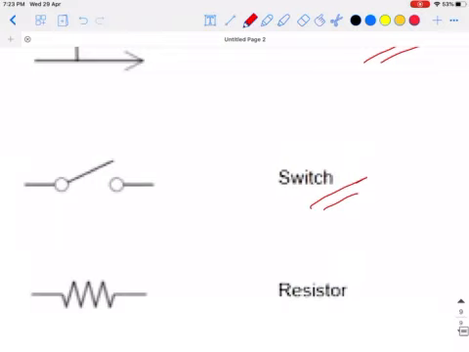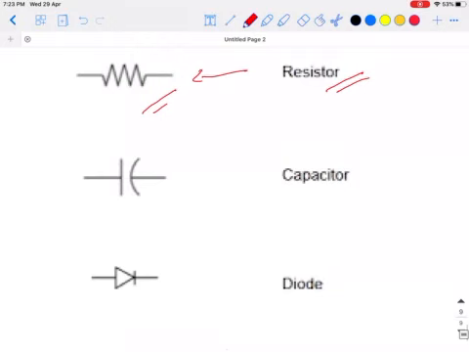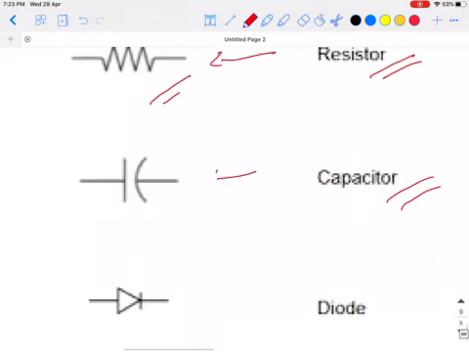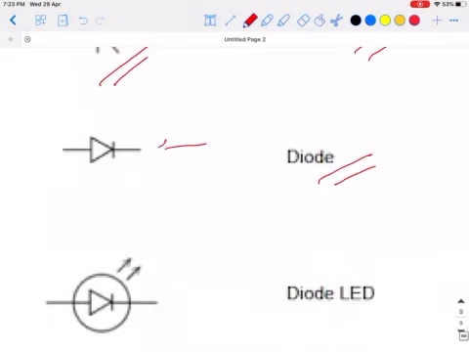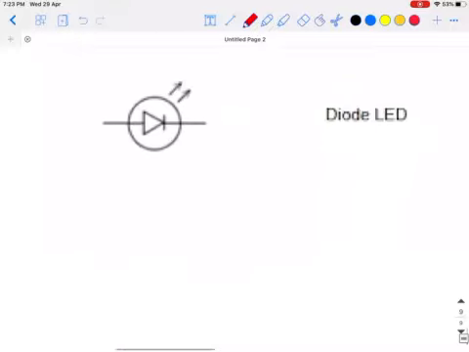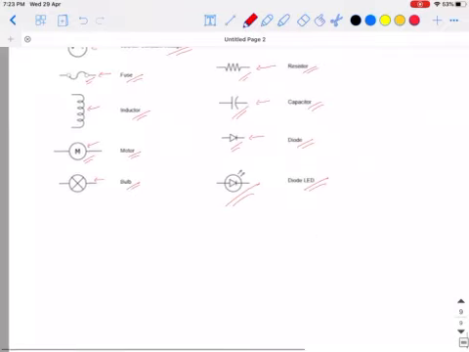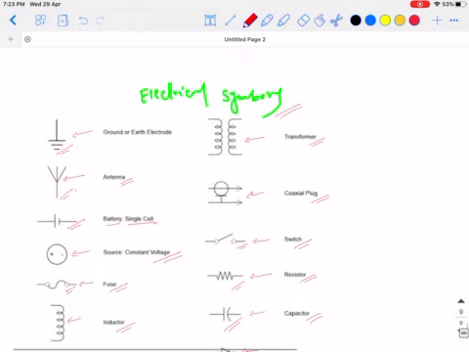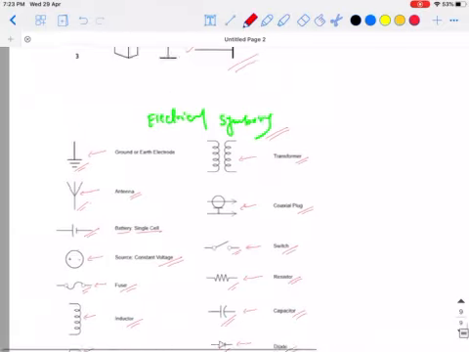Then the switch is represented by this symbol. Then the resistor is represented by this symbol. Then the capacitor, which is represented by this symbol. Then the diode, represented by this symbol. And the last one, the LED diode, which is represented by this symbol. So these are basic symbols, which are also called electrical symbols, which are used in building design.